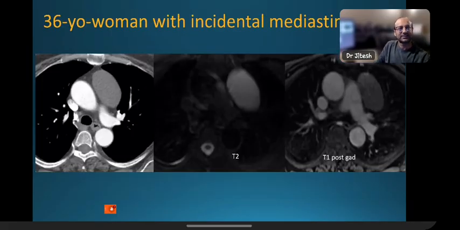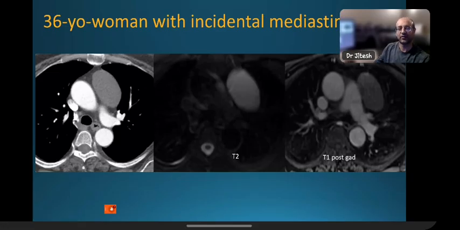So this is the first case. This is a young woman with an incidental mediastinal mass. As I said, most of these masses are incidental, and patients may not have any symptoms. This patient has a very well-defined lesion in the prevascular mediastinum. On CT, it was fluid in attenuation. And on MR, we can see it is high signal intensity on T2, and it is not showing any enhancement with gadolinium. This is a typical example of a thymic cyst based on the location and the imaging characteristics on CT and MR.